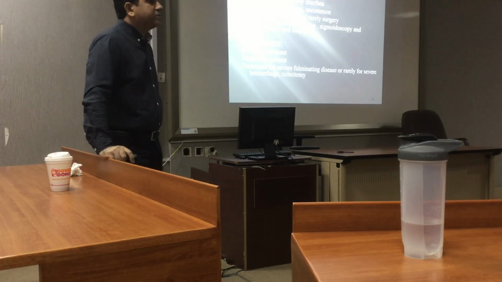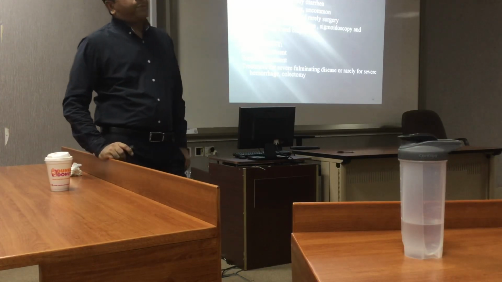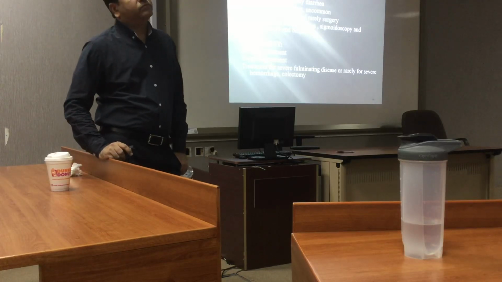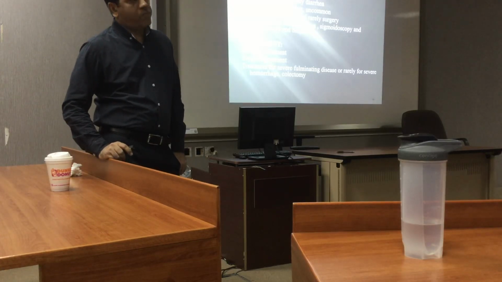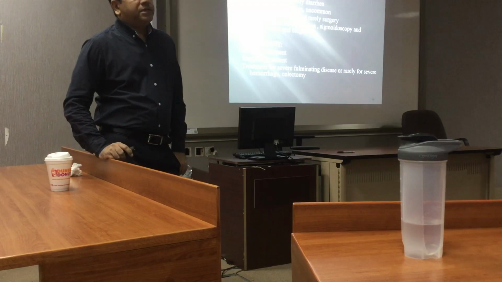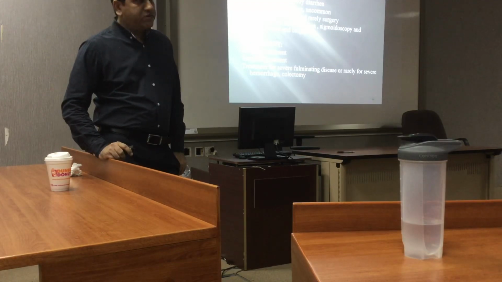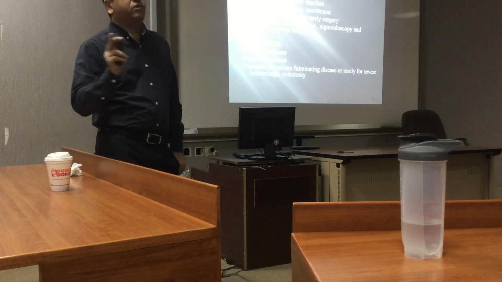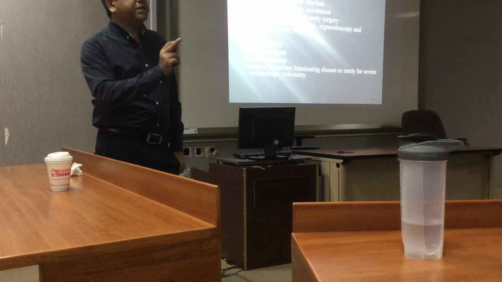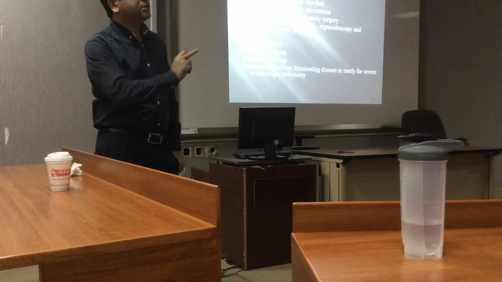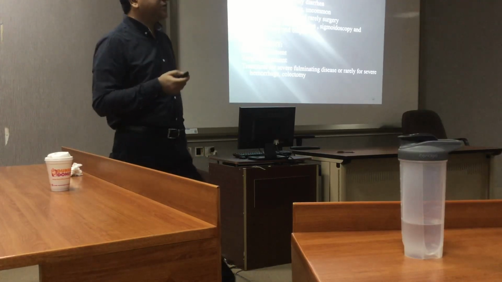What are the other differences? Ulcerative colitis has continuous lesions, while Crohn's disease has skip lesions. One area is involved, then a normal area, another area, a normal area, like this. So these are the features of Crohn's disease.